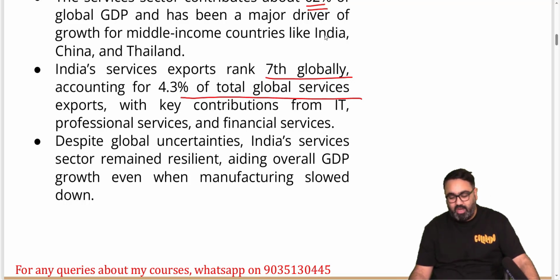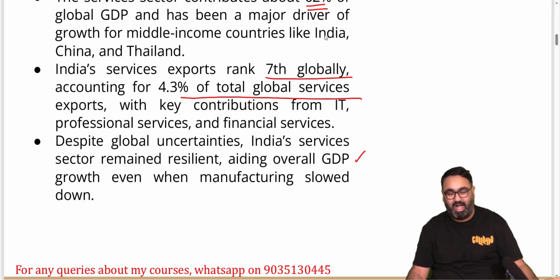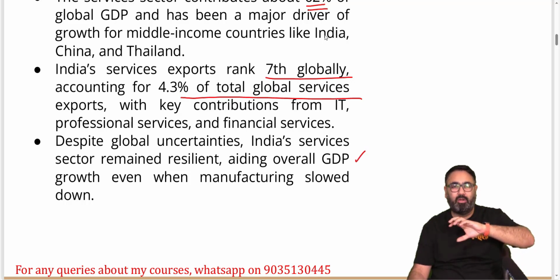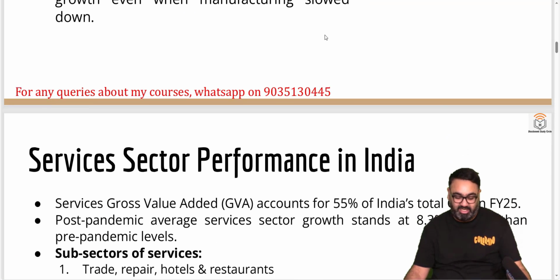Now, there are two ways to look at it. Obviously, it's much better than manufacturing. If you remember, in the last chapter we discussed that 2.8% of global manufacturing happens from India. Here, our contribution is much more. But given the kind of things you hear about India's services sector, you expect it to be a bigger contributor than 4.3%, and we still have a long way to go. Due to global uncertainties, our services sector has not been able to grow as much as it should, but still it is a big contributor to our national GDP.